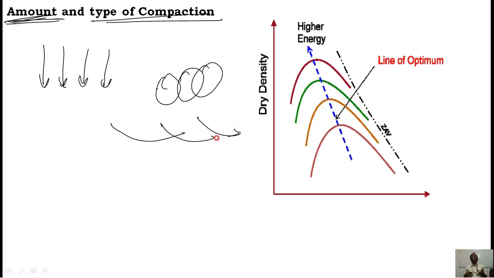Kneading means pressing, that is K-N-E-A-D. You can search it on the net. You can compact by kneading, or you can vibrate and compact. Therefore, that again depends on the compaction. The same thing is represented here: if the compaction energy increases, the curve shifts leftwards, the OMC shifts leftwards, and the dry density increases. You observe that. This is a very important factor which affects our compaction.